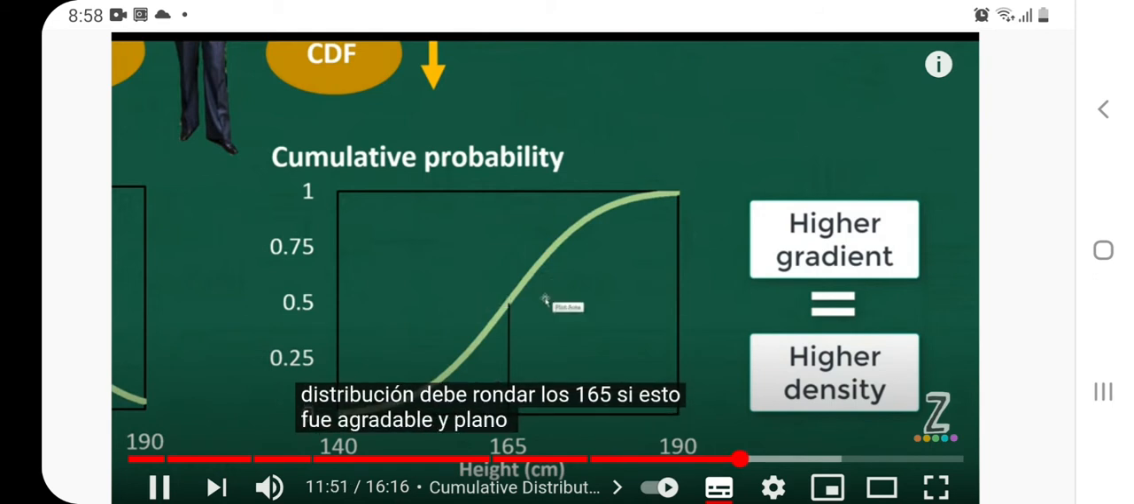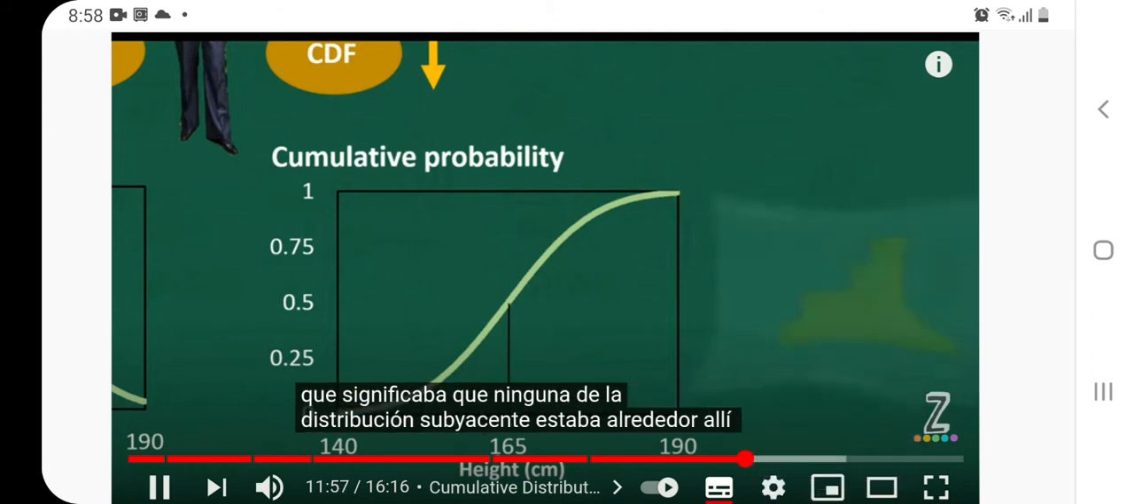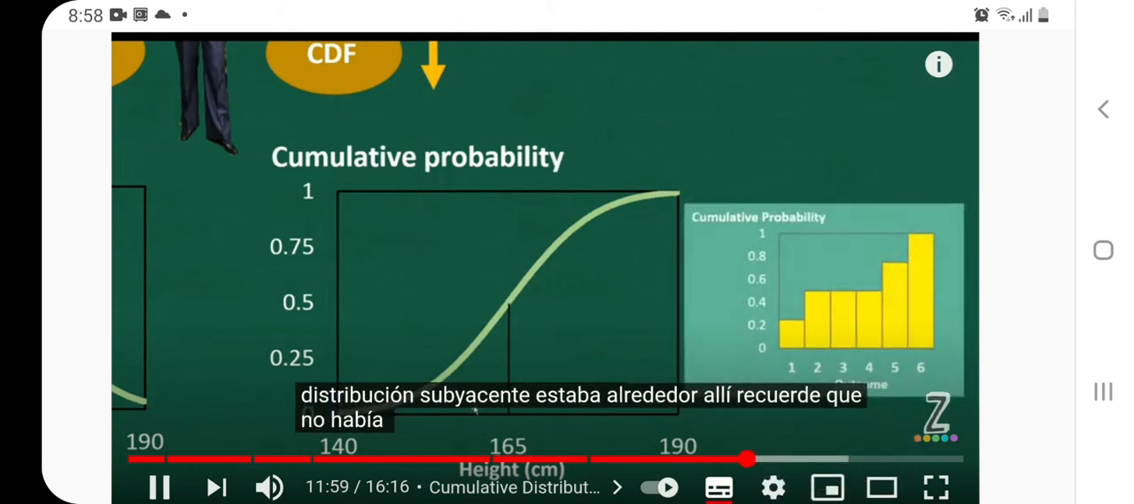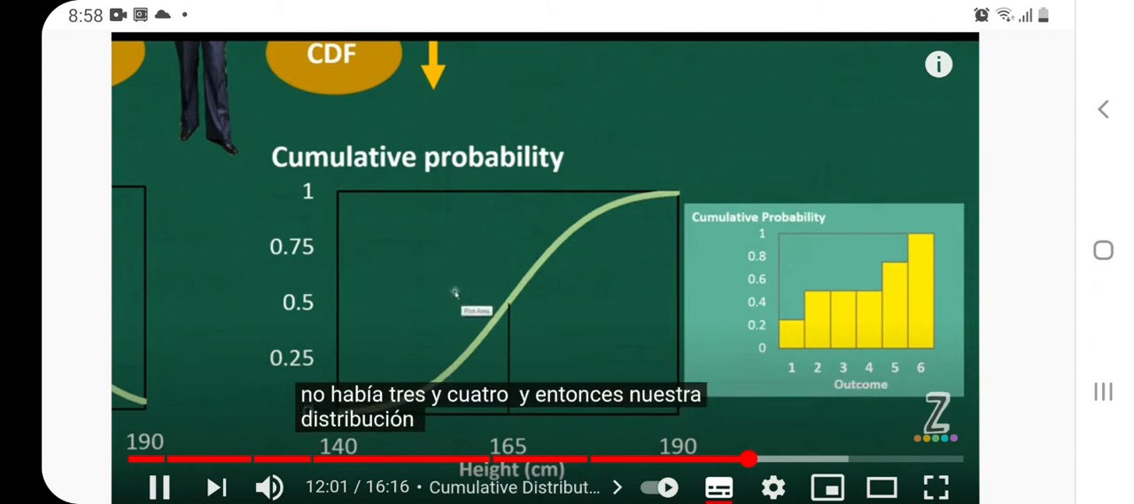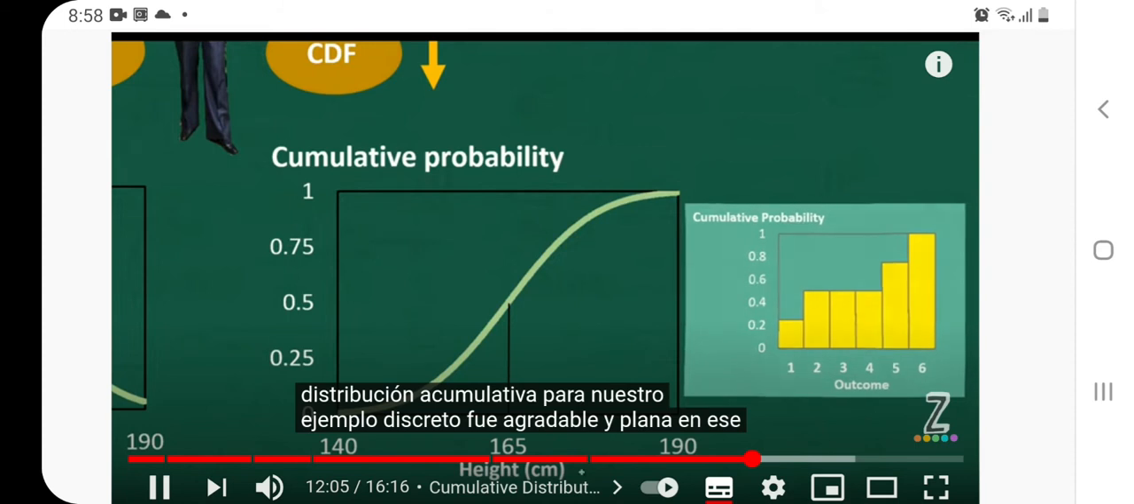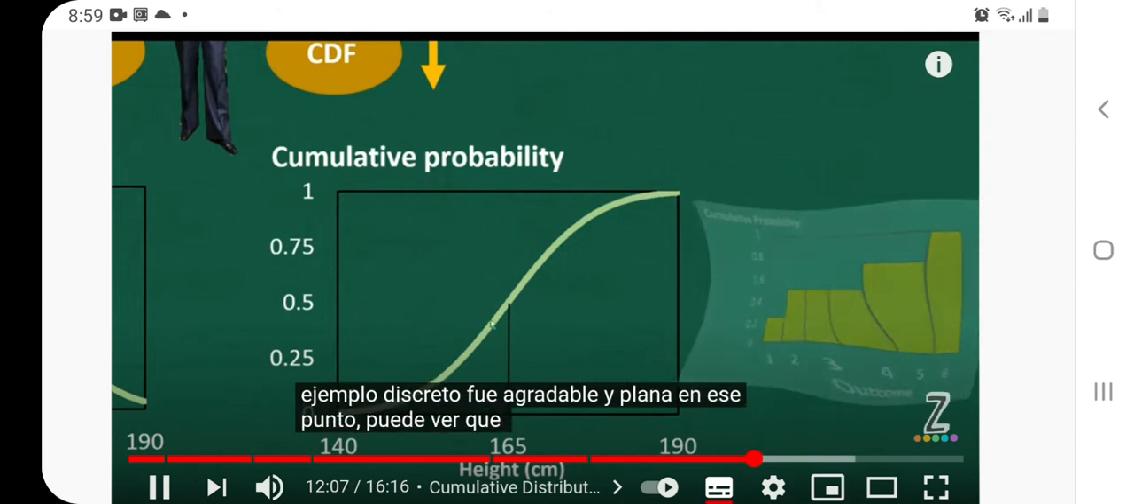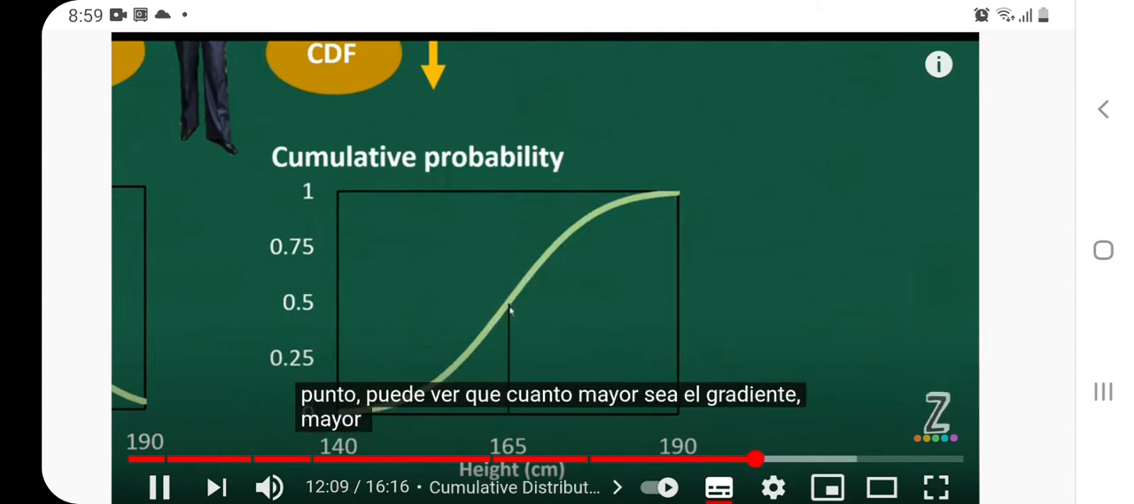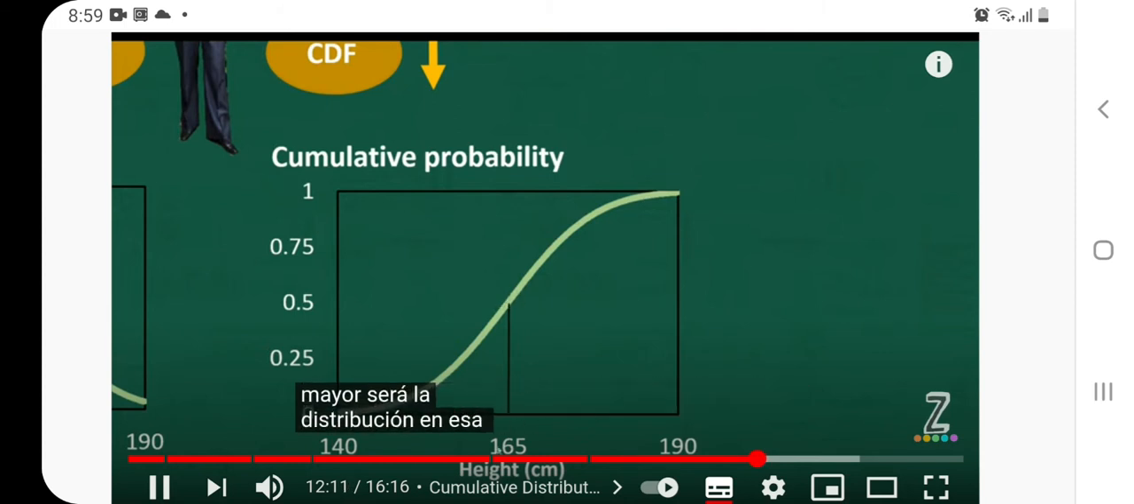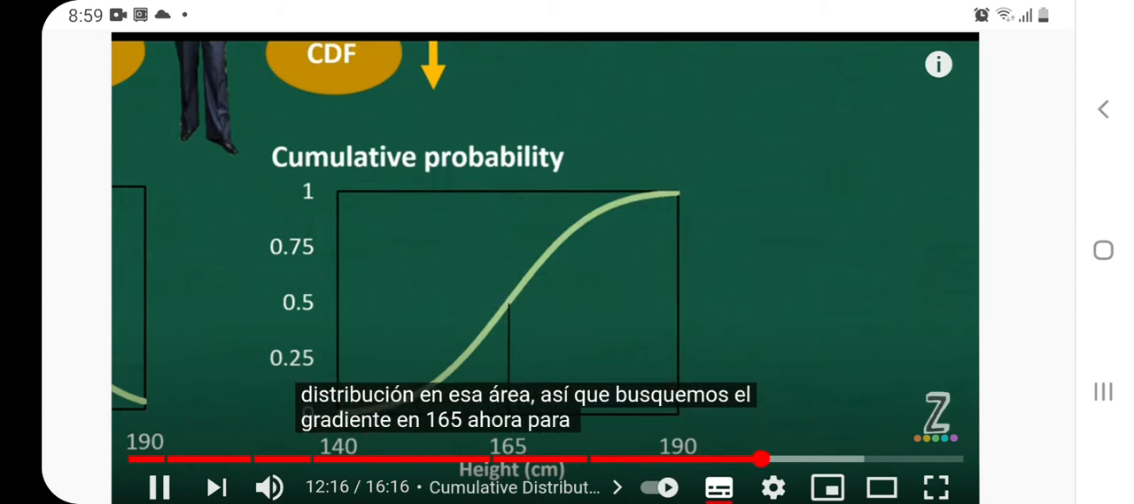If this was nice and flat, remember what happened in our discrete example? When it was flat, it meant that none of the underlying distribution was around there. Remember, there was no 3s and 4s, and so our cumulative distribution for our discrete example was nice and flat at that point. You can see that the higher the gradient, the more of the distribution is going to be in that area. So let's find the gradient at 165.